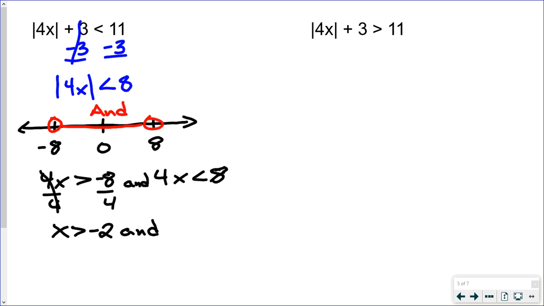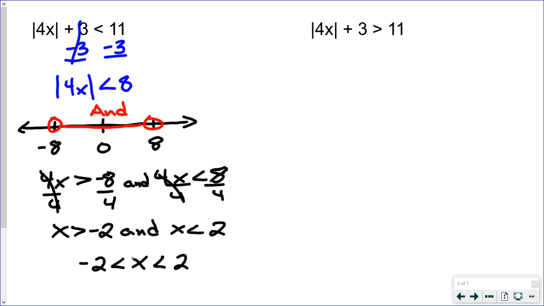And divide both sides by 4. X is less than positive 2. So you could write your answer like that. Or with an AND, you can write it like this. Put the smaller number here, the bigger number here. And you have these inequalities.